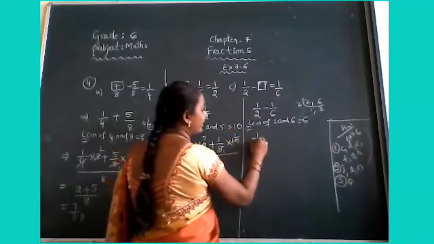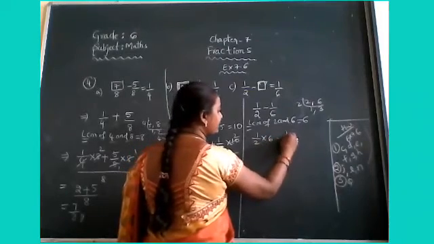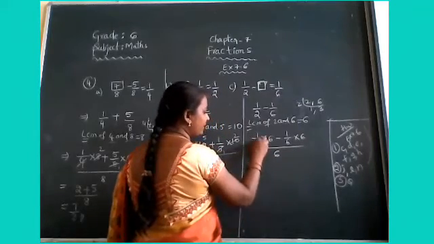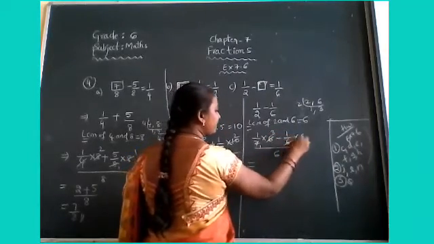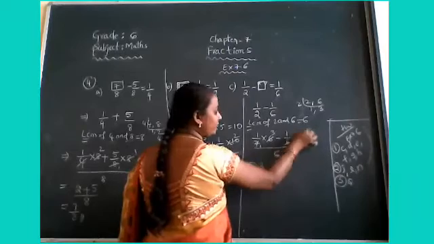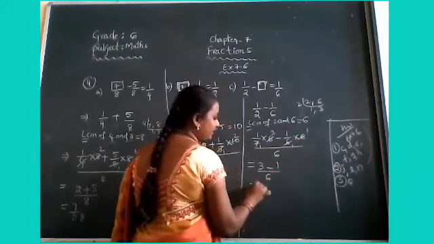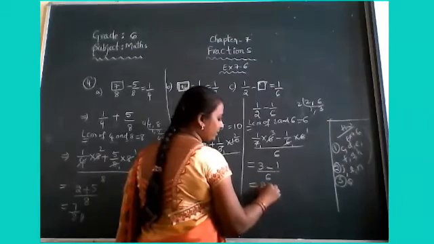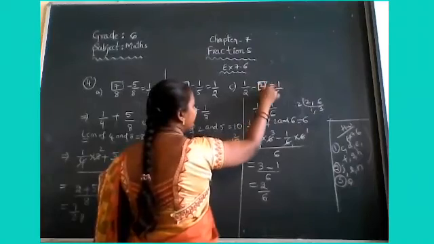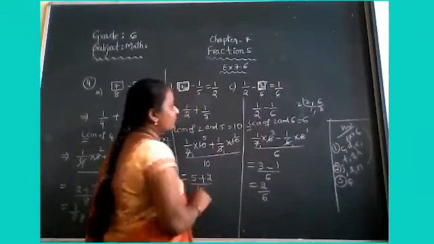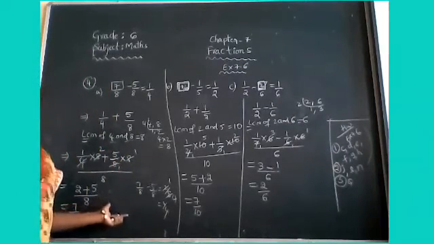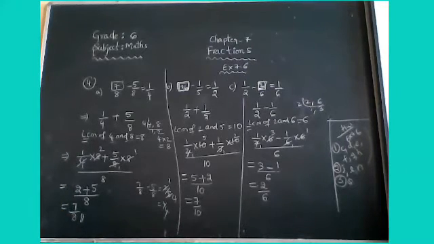Okay, now 1 by 2 into 3 by 3 minus 1 by 6 into 1 by 1. Now simplify: 2 ones, 2 threes, 6 ones, 6 ones. 1 into 3 is 3, minus 1 into 1 is 1, over 6. 3 minus 1 is equal to 2 by 6. So what is our required fraction? 2 by 6. So like this we have to find the unknown fraction. Okay, na? Right children, so copy all these fractions.